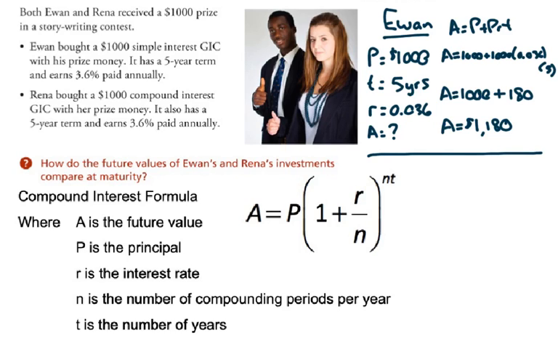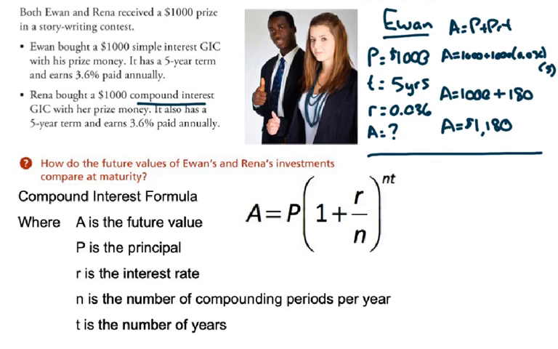Flipping that to look at Rena, because she earned compound interest, we need to calculate this differently, and now I'll explain the compound interest formula down here. We have the same variables, A, P, R, T, but we also have N. Because with compound interest, the number of times per year that interest is compounded or paid does make a difference in the investment. So A is still the future value, P is still the principal, the 1 is in there as part of the calculation, R is the interest rate, N is the number of compounding periods per year, and T is the number of years.